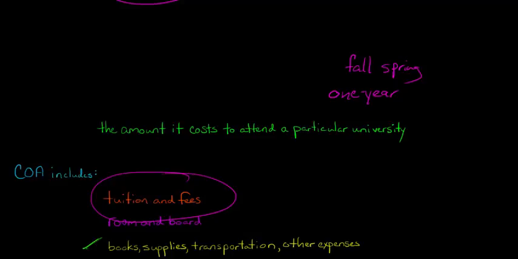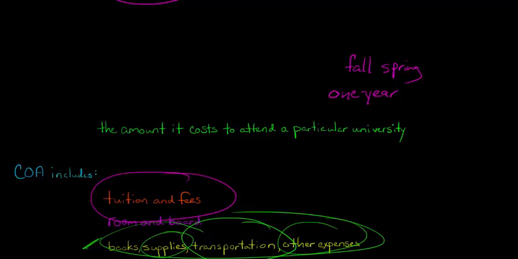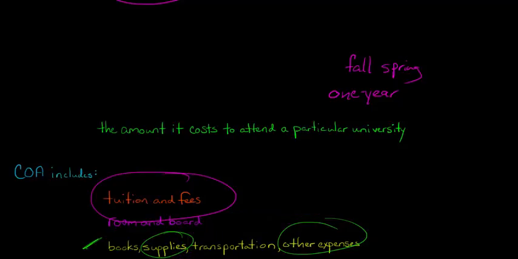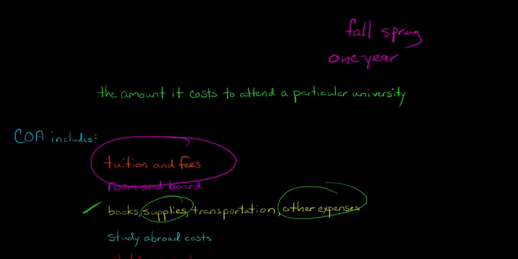But also the books are quite expensive: textbooks, supplies, even something like a computer. There could be other expenses like a laptop that the school requires you to use, transportation to and from your home and so forth. So all these things, the school is going to look ahead and say, hey, we expect that you're going to spend some money on transportation or school supplies, and so we're going to work that into our estimate of how much it costs to go to school here.